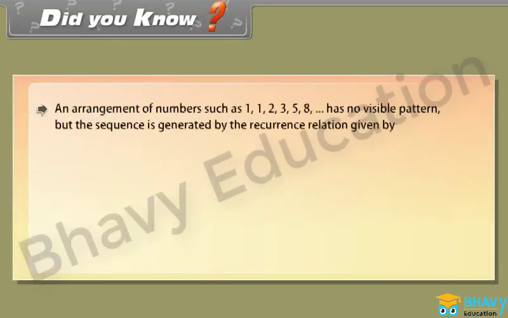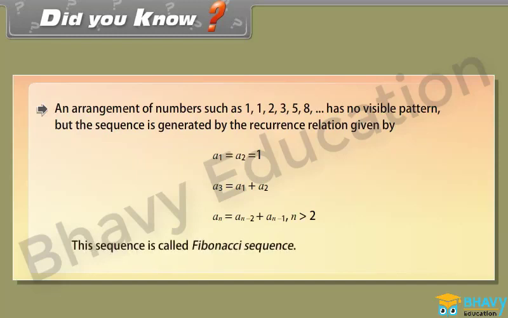Did you know an arrangement of numbers such as 1, 1, 2, 3, 5, 8 and so on has no visible pattern, but the sequence is generated by the recurrence relation given by A1 is equal to A2 is equal to 1, A3 is equal to A1 plus A2, An is equal to An minus 2 plus An minus 1, n is greater than 2. This sequence is called the Fibonacci sequence.